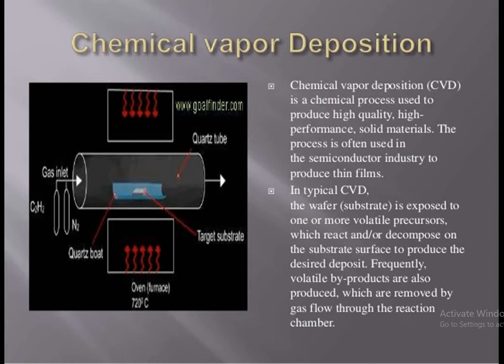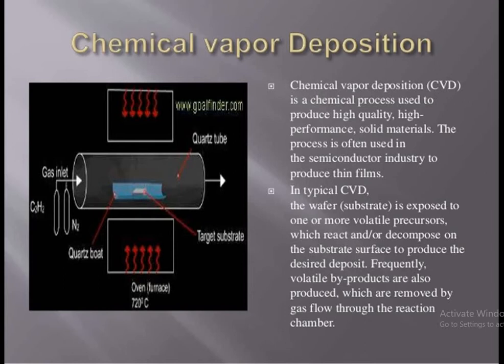In typical CVD, this is the substrate, as you can see, the target substrate. This substrate is exposed to one or more volatile precursors which react and/or decompose on the substrate surface to produce the desired deposit. So you can see the target substrate and the desired deposit is obtained. Frequently, volatile byproducts are also produced, which are removed by gas flow through the reaction chamber.